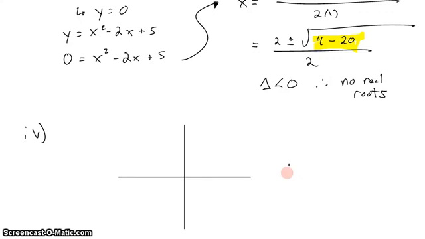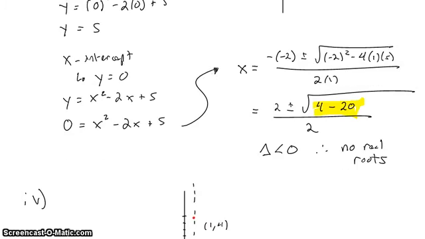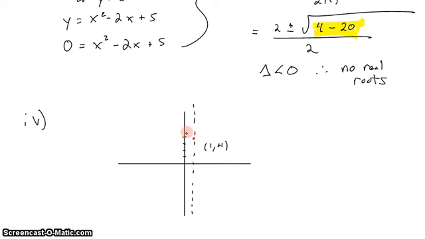I determined that there was an axis of symmetry right here at x equals 1. Then I determined that the vertex was here at the coordinate 1, 4. And then finally I determined that the y-intercept was at 5. Right about there.